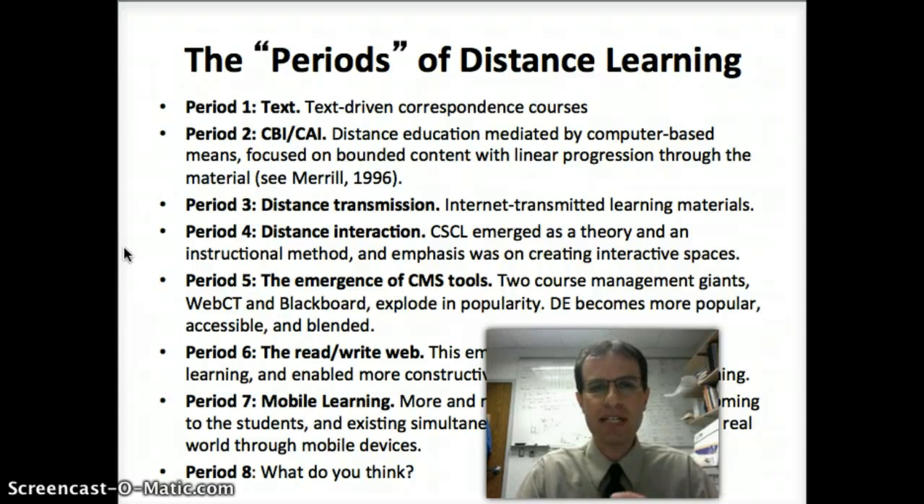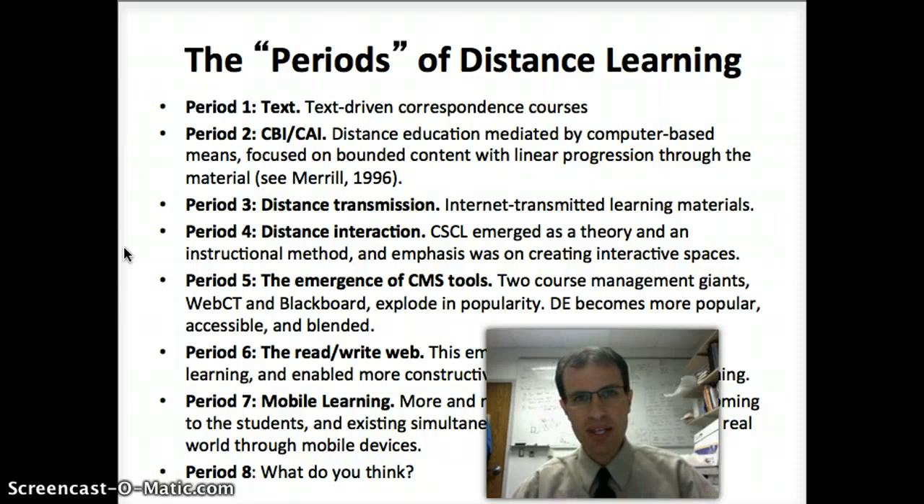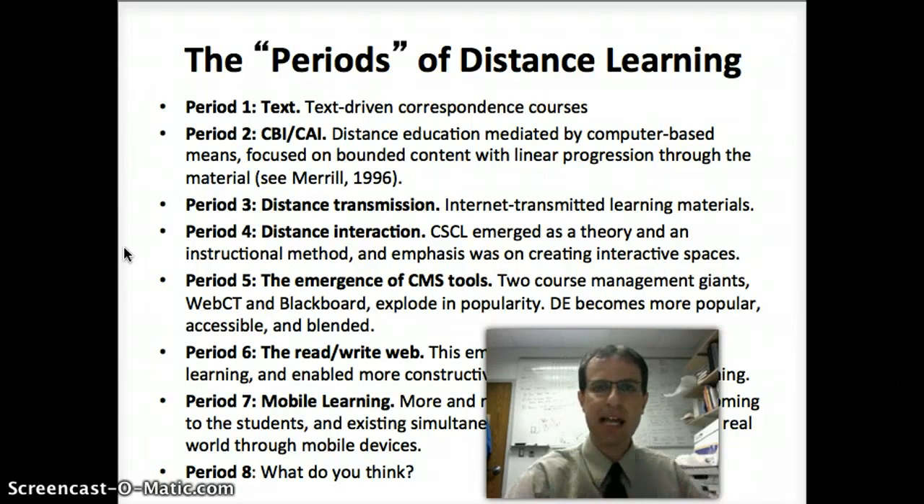So period 1 would be text. Distance learning began before the current model of being internet-based, with the correspondence models where you would send a packet in the mail with a textbook, the student would complete it, and send the assignments back by mail. That was all text-based, but according to Moore's definition of being separated from the teacher and then requiring some special communication patterns, that was distance learning. So that was the original form of distance learning.